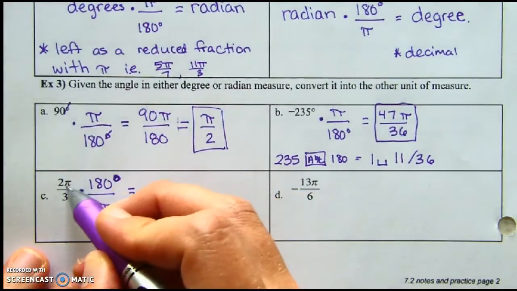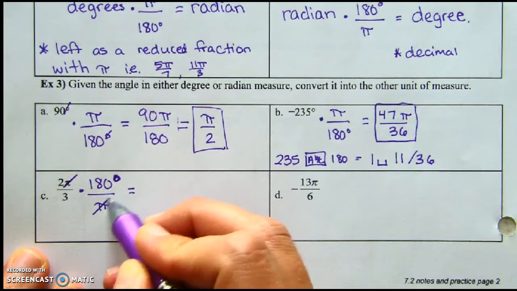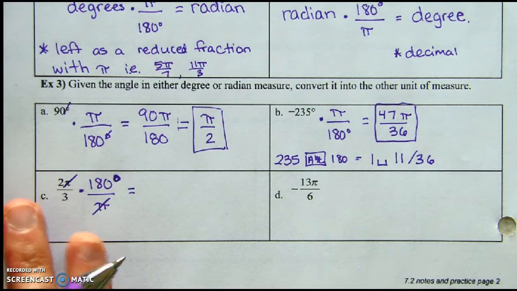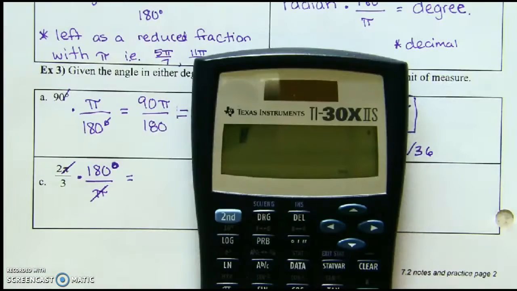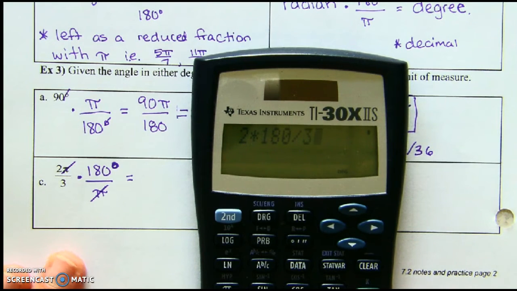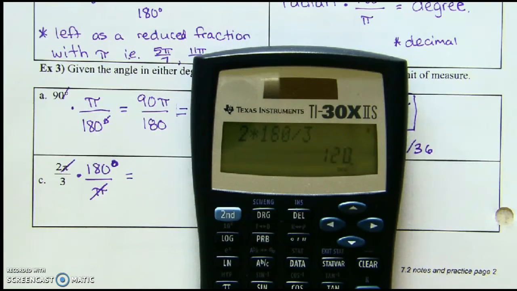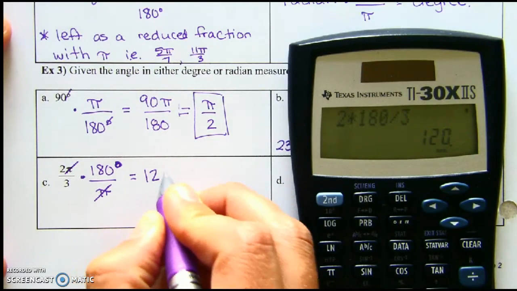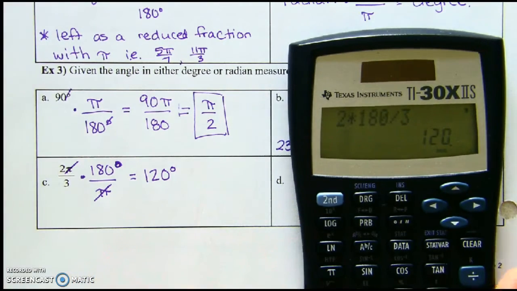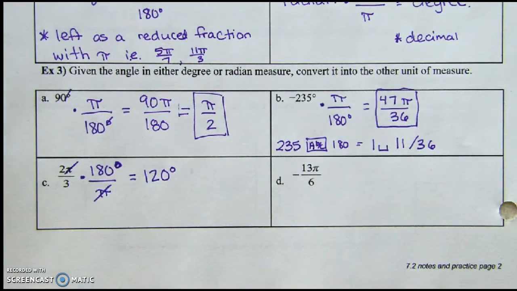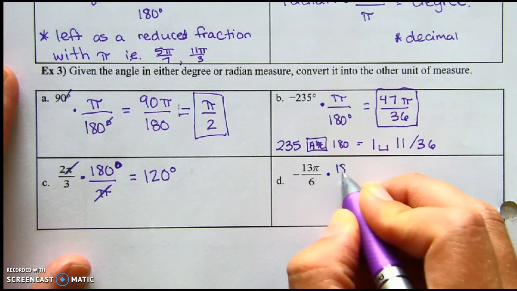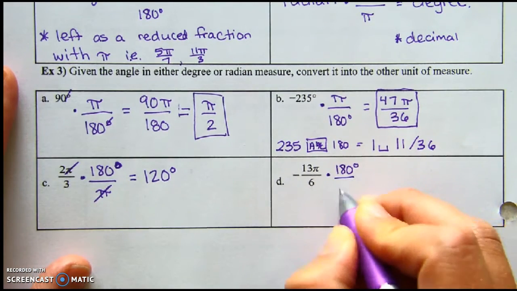Do you see the pi's cancel? Yes? So they divide out. And then in the calculator, but a lot of these are going to be easy to do in your head, you could do 2 times 180 divided by 3. And what do we get? 120 degrees, like that. What do you do if it's negative? Do you start crying? Do you freak out? No, you just leave it negative.